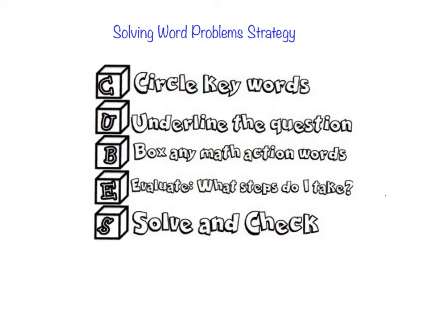CUBES is a strategy I've used in previous grades to help students decode word problems. Since we are in math, a cube is a mathematical three-dimensional figure, so it'll help you remember. The C represents circle keywords, U represents underline the question, B represents box any math action words, E means evaluate what steps do I take to solve, and S is solve and check. And a lot of us forget to check our work.